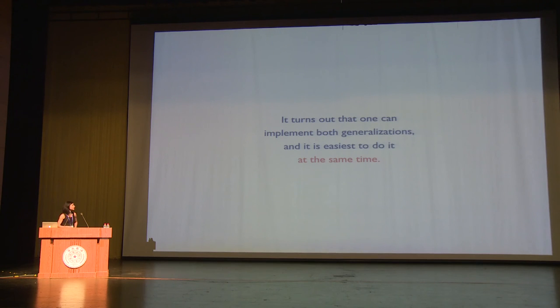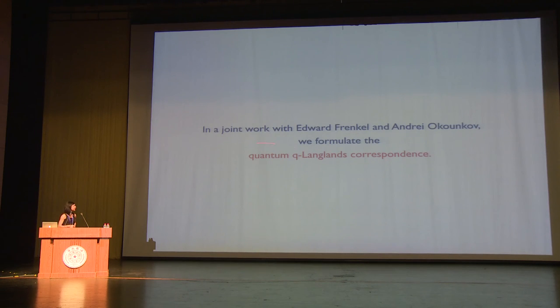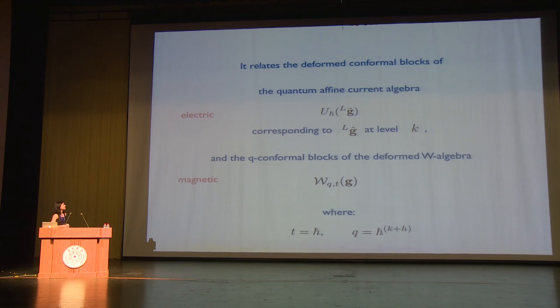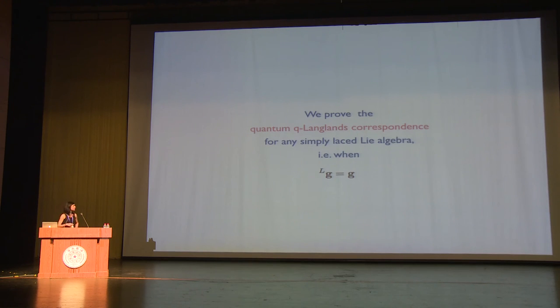Now, it turns out that one can implement both generalizations, and it's actually easiest to do it at once. So in joint work with Edward Frenkel and Okounkov, we formulate the quantum Q Langlands correspondence. It relates deformed conformal blocks of the quantum affine current algebra corresponding to LG at level k and Q conformal blocks of the deformed W algebra associated to G, where t and Q are related to h bar and k as follows. Now, we are actually able to prove this quantum Q-Langlands correspondence for any simply laced Lie algebra, in other words, when LG is the same as G. And the quantum Langlands correspondence follows from it in a limit where you turn off the Q deformation.